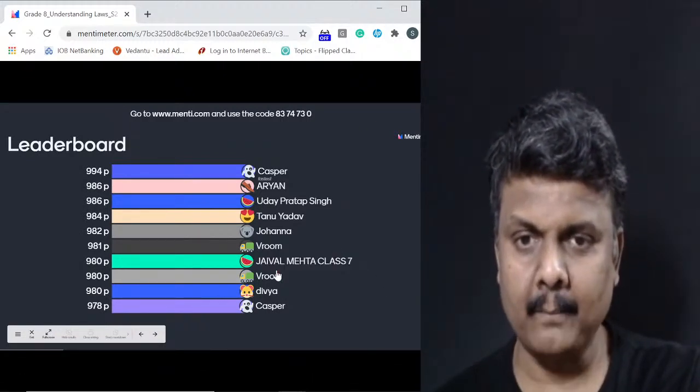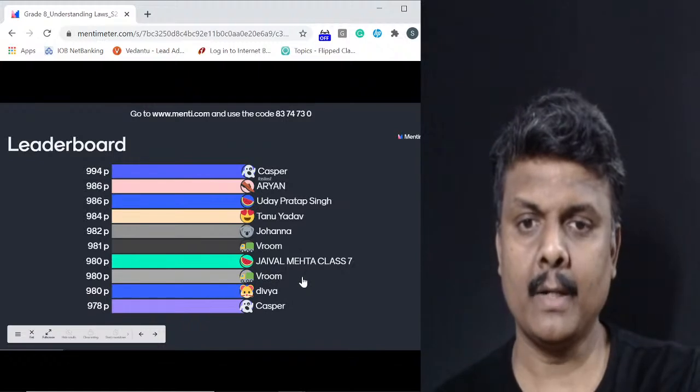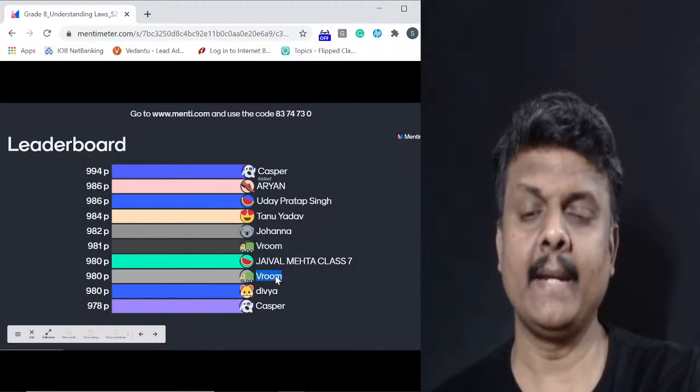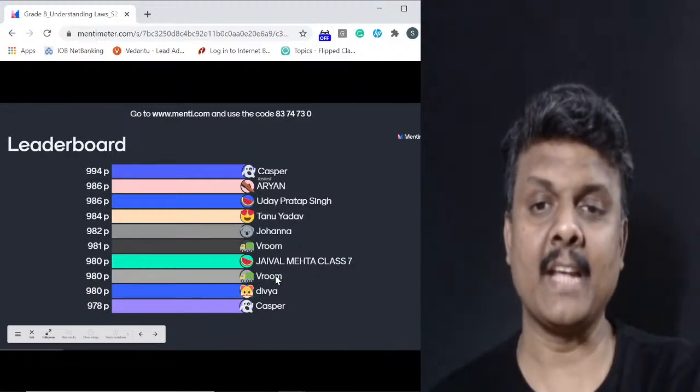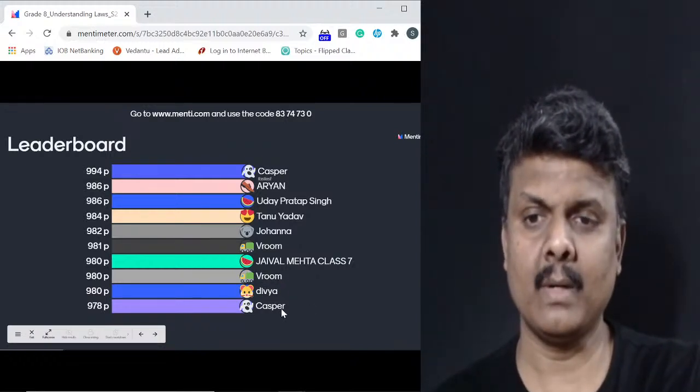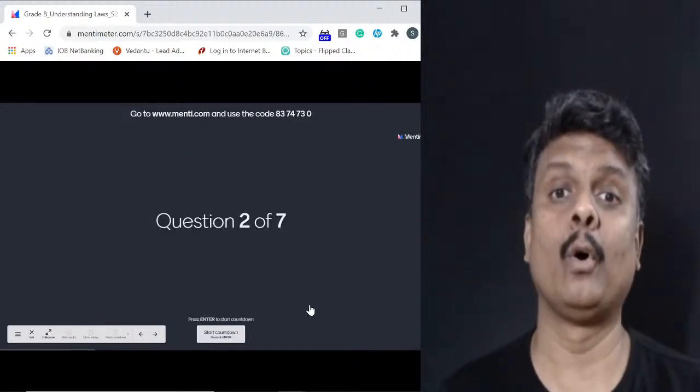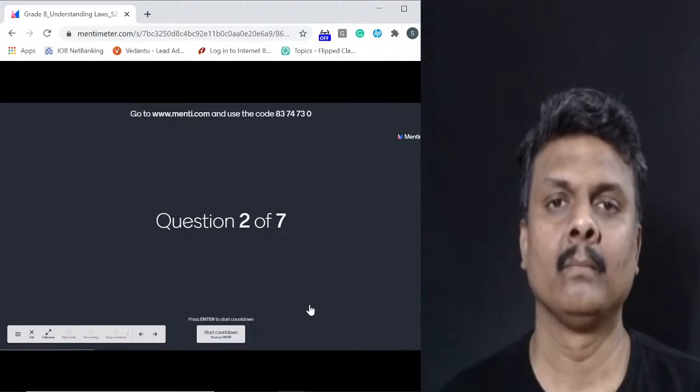Room Jaival, Room 2 IDs. One I am closing. You can't use 2 IDs, beta. Close 1 ID of yours. Divya and Casper. Casper also 2 IDs. What's happening? Guys, I'll blow off the ID. Please remove 1 ID immediately.